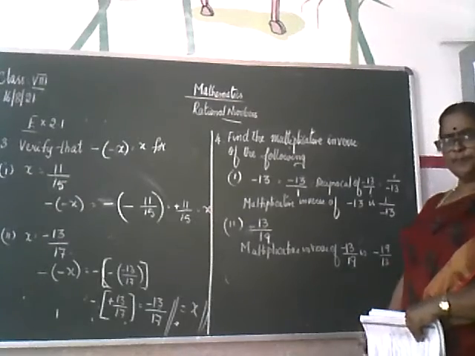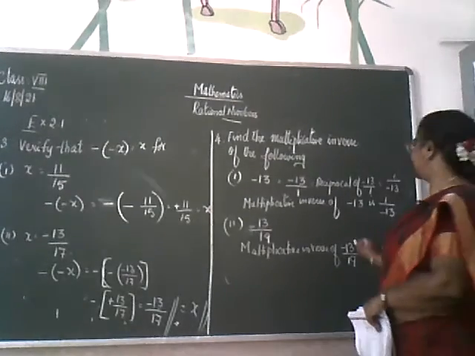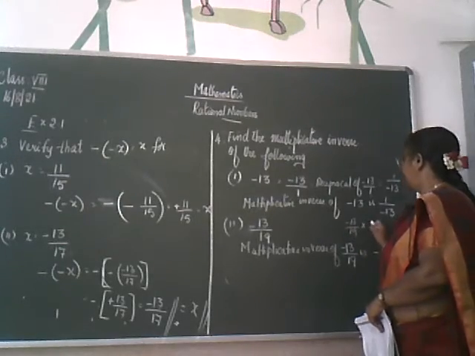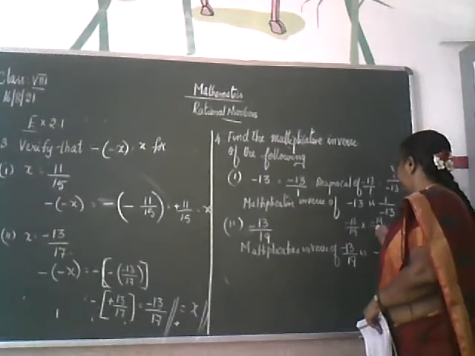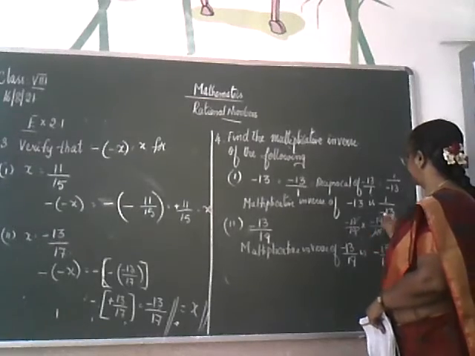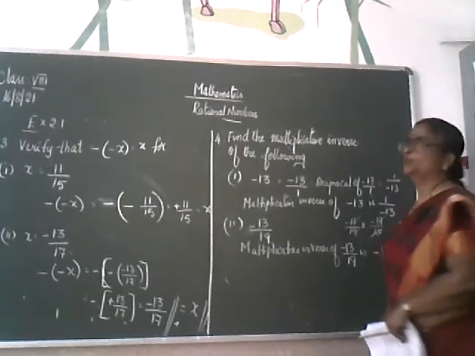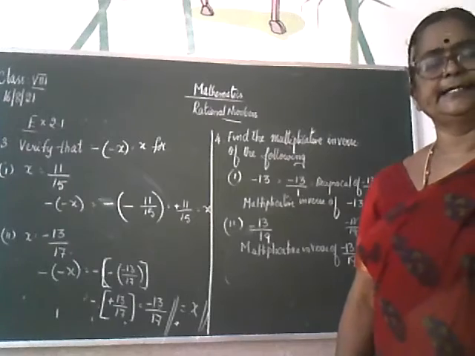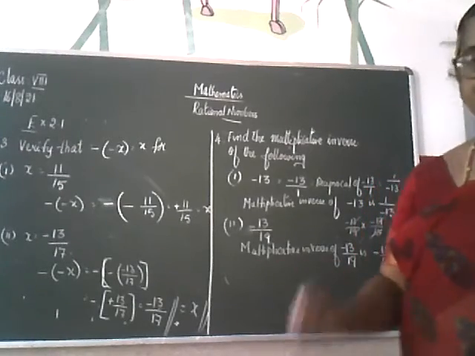Why is it called multiplicative inverse? See, when I multiply minus 13 by its reciprocal, what will you get? 1. So 1 is the multiplicative identity. So it is called multiplicative inverse.